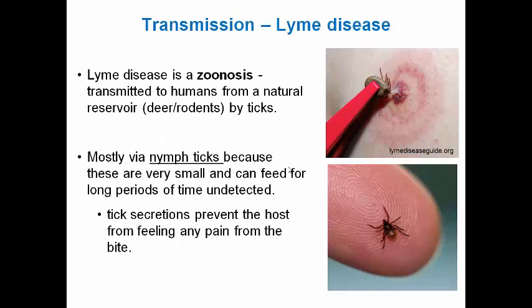Lyme disease is a zoonosis, so it's transmitted to humans from the natural reservoir, which are rodents and also deer. And I'll come back to that in a second. Transmitted by ticks. There's a little bullseye rash there, and you can see a tick attached. It's mostly transmitted via nymph ticks, which are the ones shown in the bottom picture, and that's because they're extremely small and they can feed for a long time without being detected.